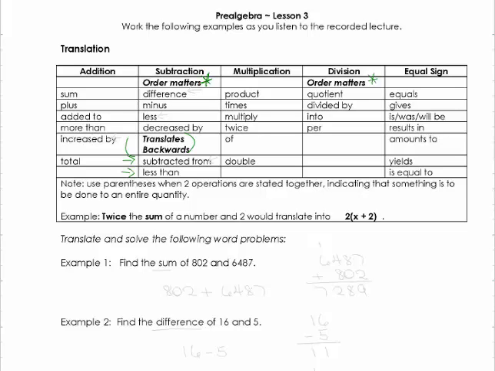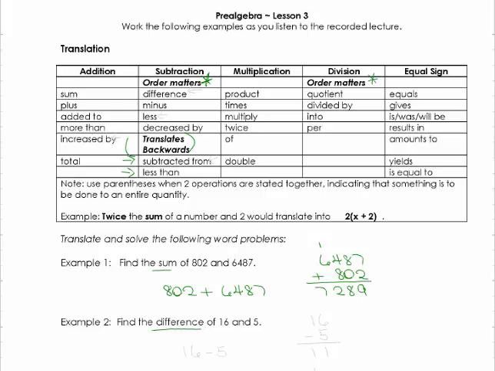Example 1 says find the sum of 802 and 6,487. Now we would write this word problem as 802 plus 6,487. But you would probably not add it like that. You would want to write it vertically to do the work and line up your digits carefully so that you could add. 7 plus 2 would give you 9. 8 plus 0 is 8. 4 plus 8 is 12. Carry my 1. 6 plus 1 is, of course, 7. The answer, 7,289.